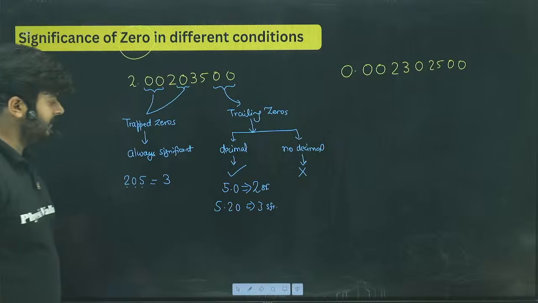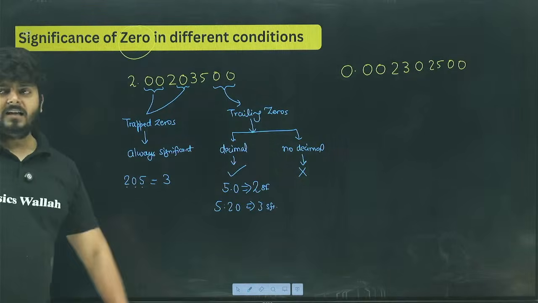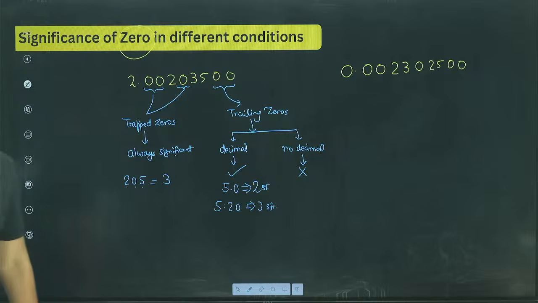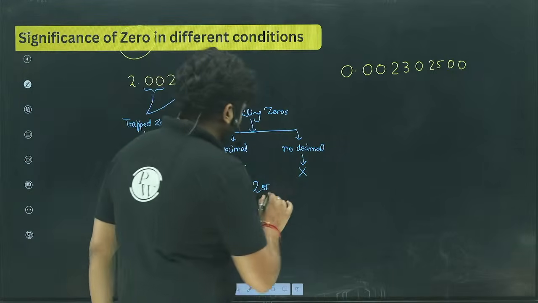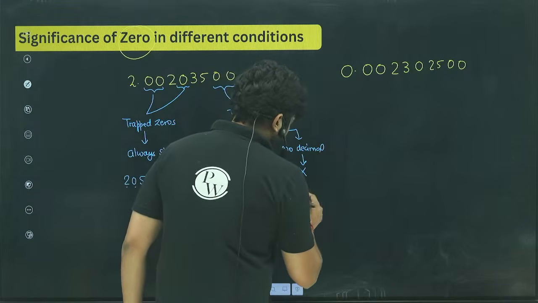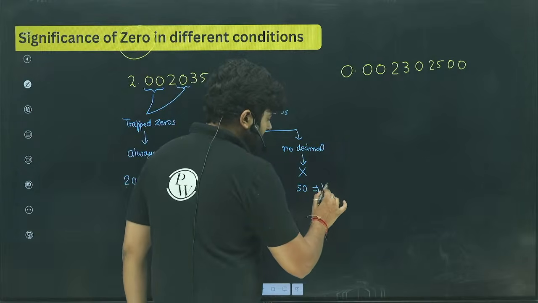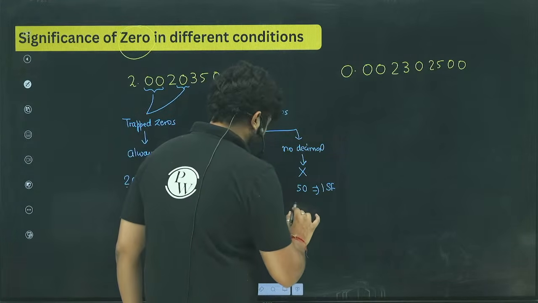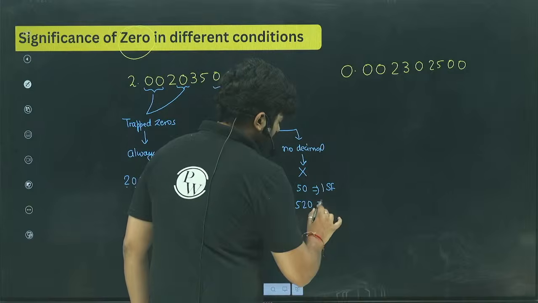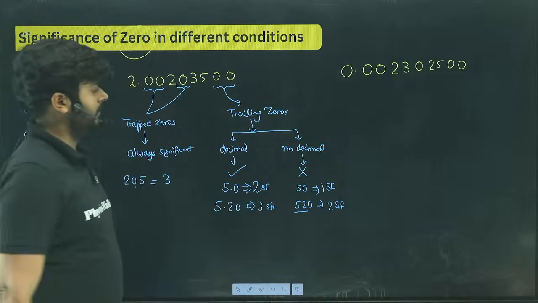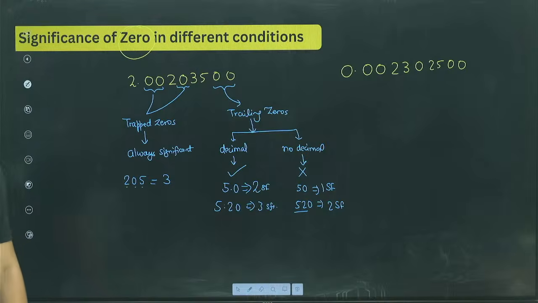But in the case where we don't have any decimal point, let's say we have 50. There is no decimal point, so here we have only 1 significant figure. If we have 520, here we have only 2 significant figures. I hope that is very clear.